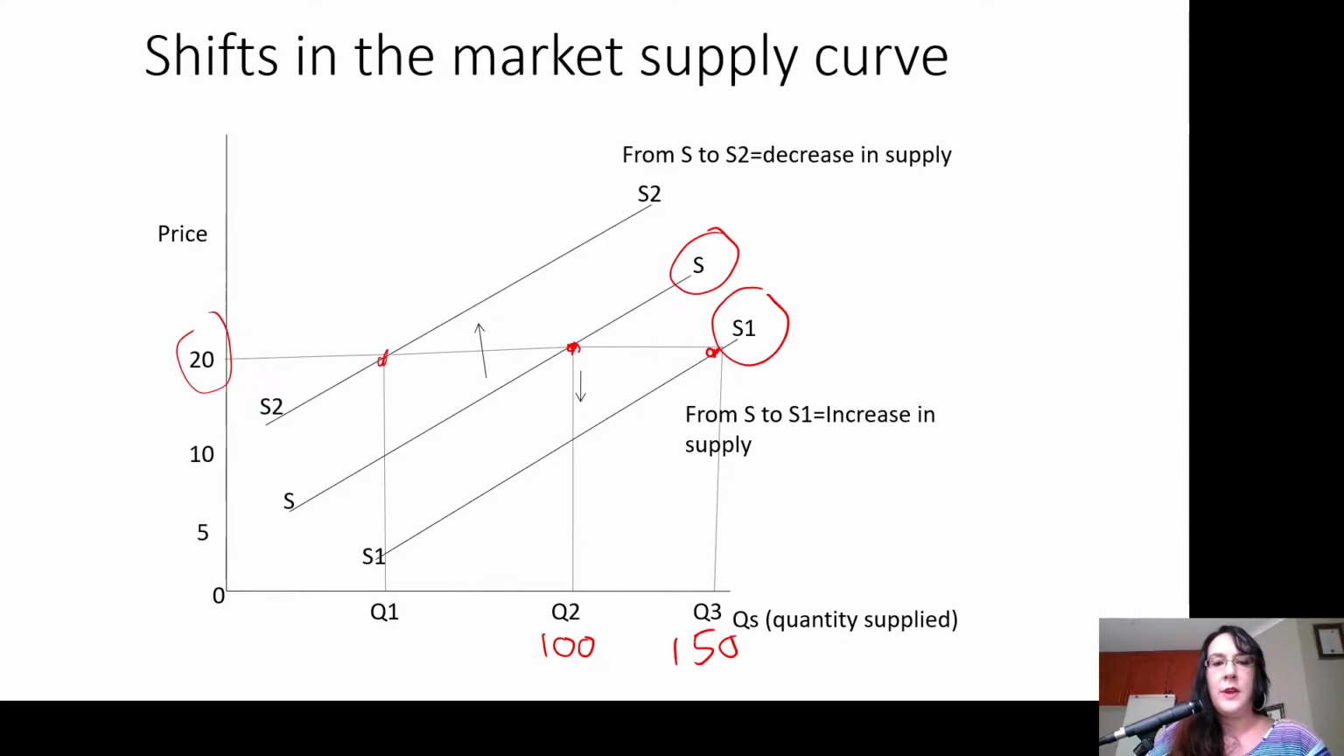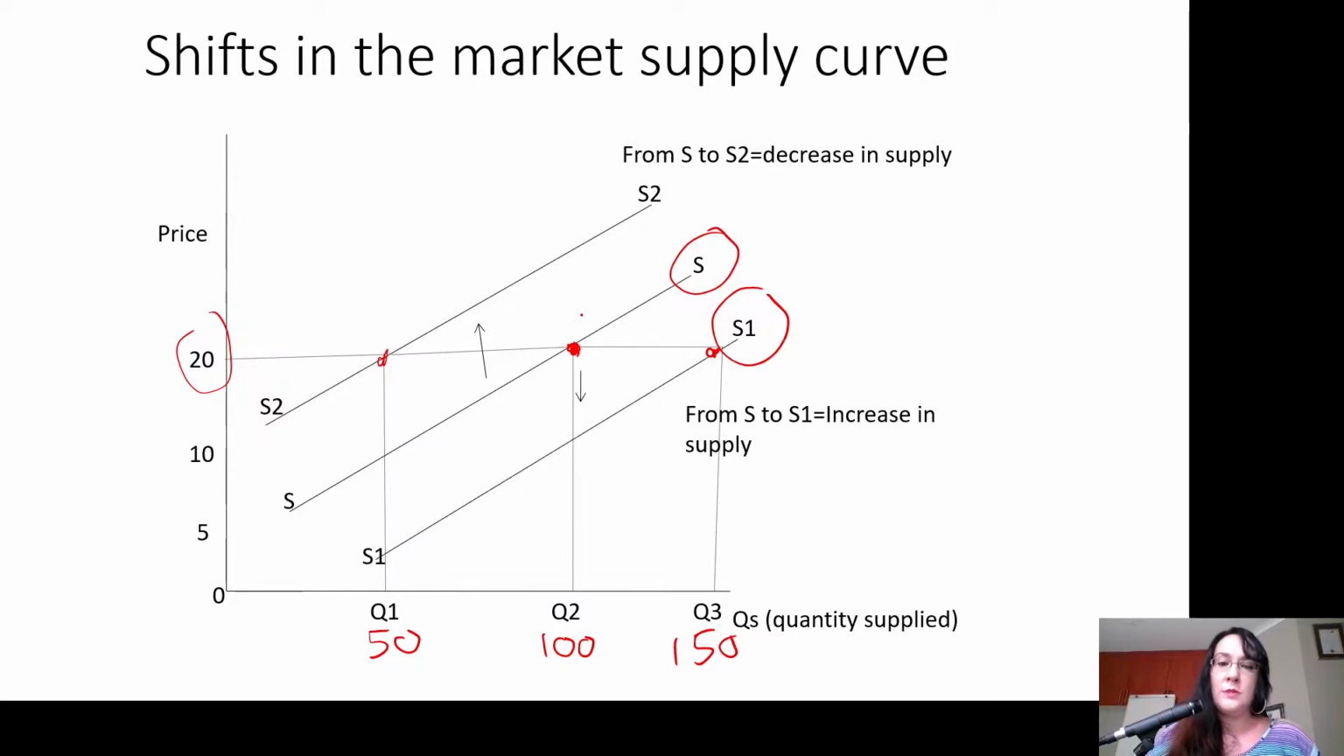Now if I look at S2, S2 represents a decrease. So you can see as well, from going from the original S curve to S2, my quantity is decreasing. Let's make this say 50. So there is a reason for this.